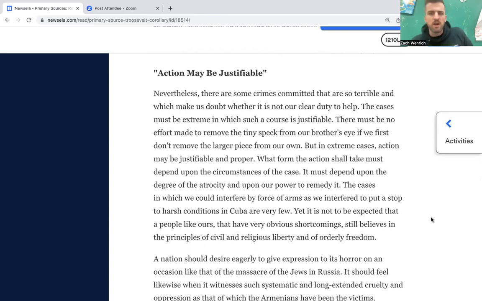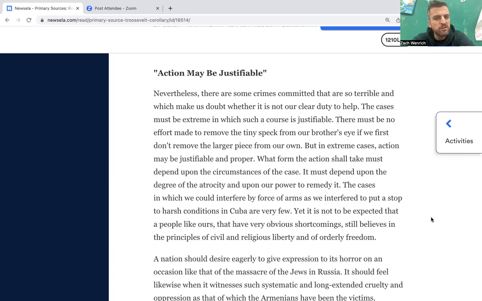Nevertheless, there are some crimes committed that are so terrible and which make us doubt whether it is our clear duty to help. The cases must be extreme in which such a course is justifiable. There must be no effort made to remove the tiny speck from our brother's eye if we first don't remove the larger piece from our own. But in extreme cases, action may be justifiable and proper. What form the action shall take must depend upon the circumstances of the case. It must depend upon the degree of the atrocity and upon our power to remedy it.